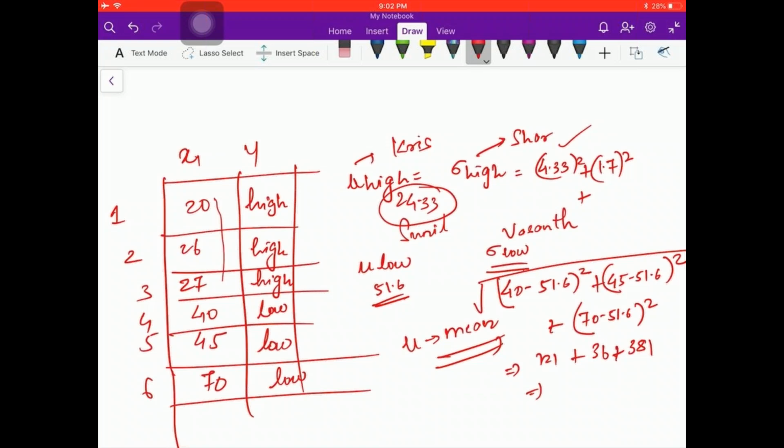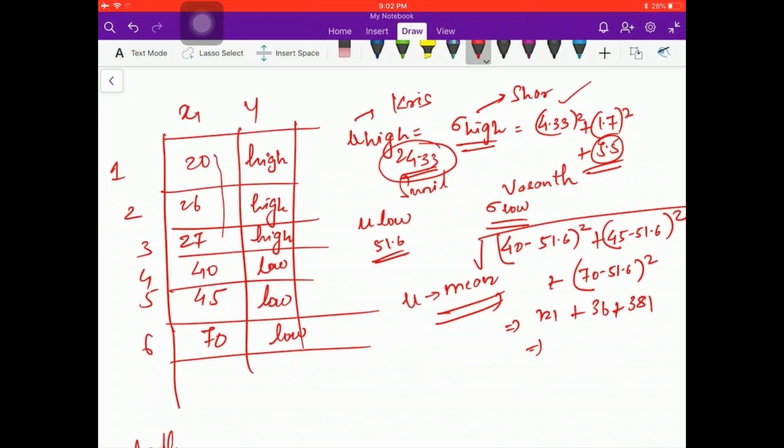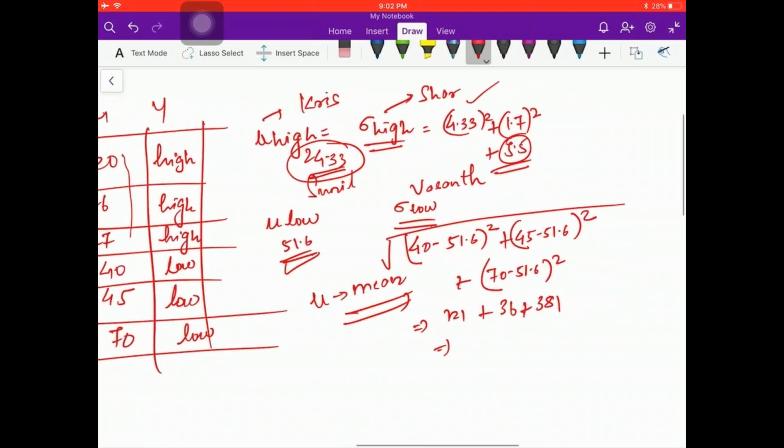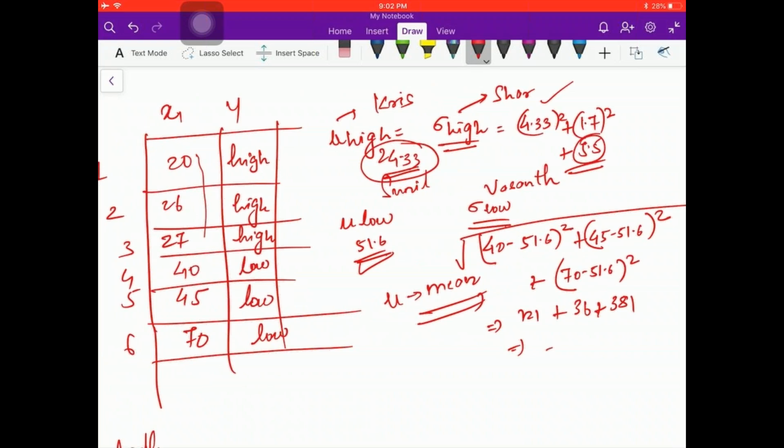Okay, so for example, mu high is 24.33, sigma high is something, let's say, I think it should be, let's see, 9, 16, 25, something around 5.5. Mu of low is 51.6, as I think Vasan said correctly, and then the standard deviation is, I don't know how much it is, something around 20. Basically, mean and the standard deviation we are calculating here.